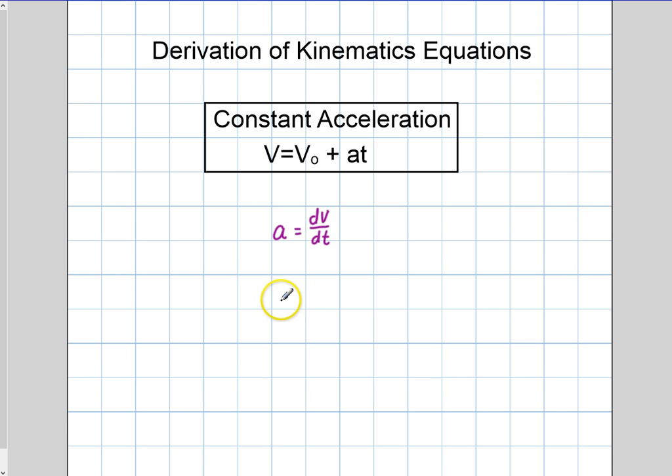I'm going to first separate my equations over here. So I'm going to basically write it like this. I'm going to say dv equals acceleration times dt. Then in the next line, I'm going to integrate both sides of this equation here. So I'm going to have the integral of dv equals the integral of a dt.